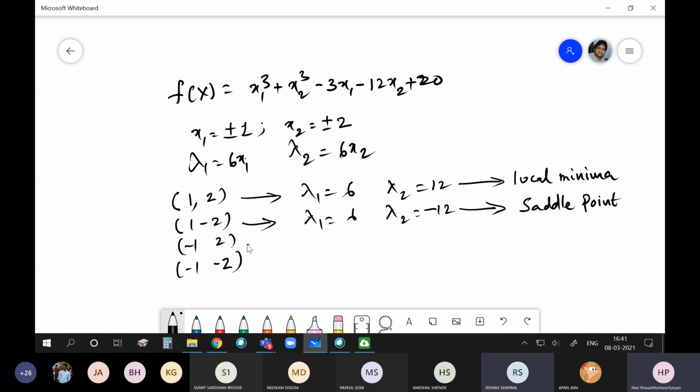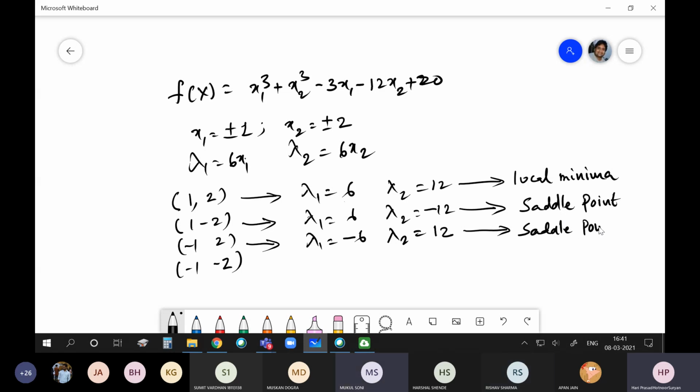Okay. What about this? Lambda 1 is equal to minus 6, lambda 2 is equal to 12, isn't it? So what about this? It is also a saddle point.